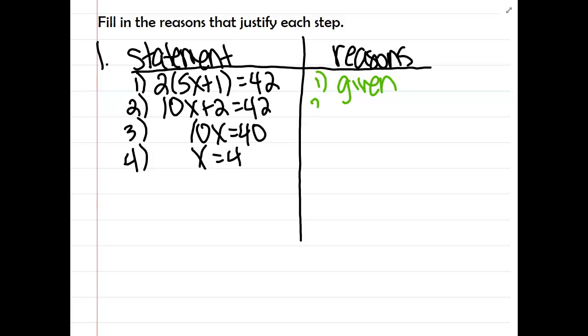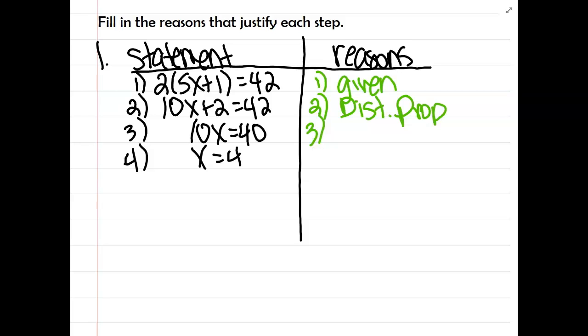Now the second reason needs to tell me, how did I get to step 2? How did I get from the given to step 2? And you just got to observe, well, what happened? We distributed the 2, right? And we did that because of the distributive property. Remember, your reasons need to be postulates, theorems, definitions, or properties.